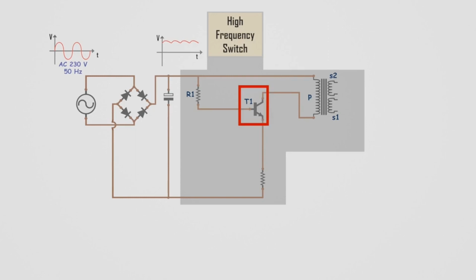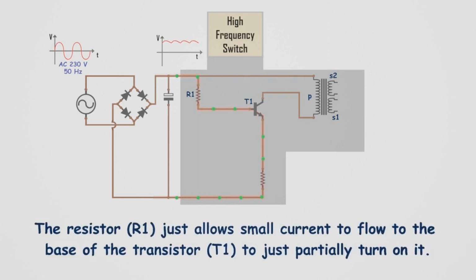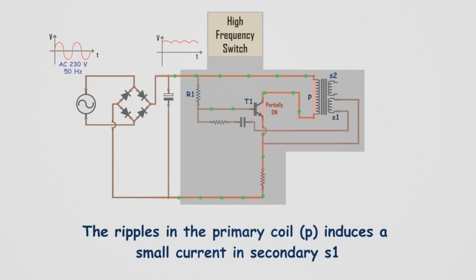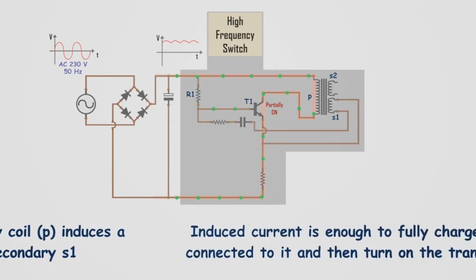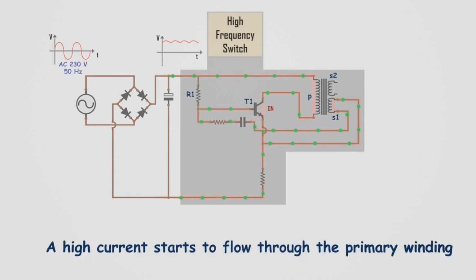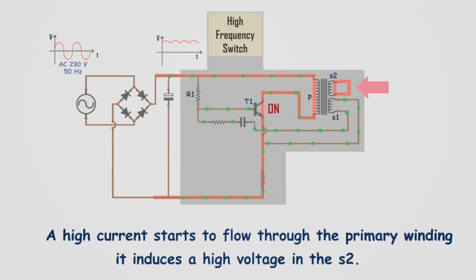The transistor T1 is connected to the primary coil of a small transformer. The resistor at the base of T1 partially turns it on, allowing only a small current to flow from collector to emitter. There is a small secondary winding S1 placed near the primary coil. The ripples in the primary coil induce a small current in S1. This induced current charges the capacitor C1 connected to S1 and then turns on T1 completely, allowing a high current to flow through the primary winding. As a result of the high current flowing through the primary winding, a high voltage is induced in the secondary winding S2 of the transformer.